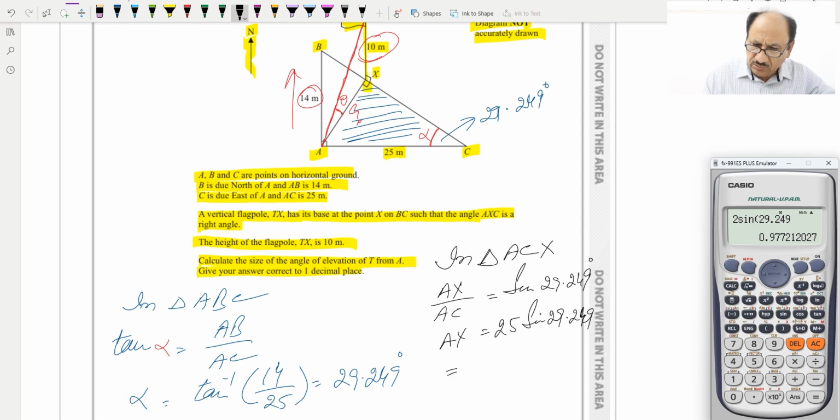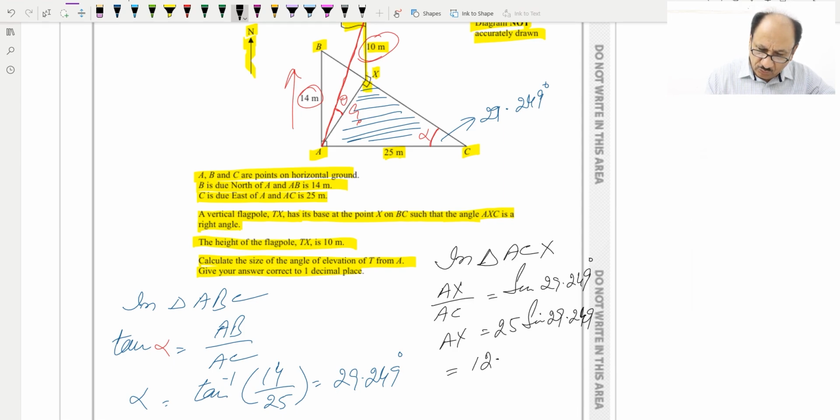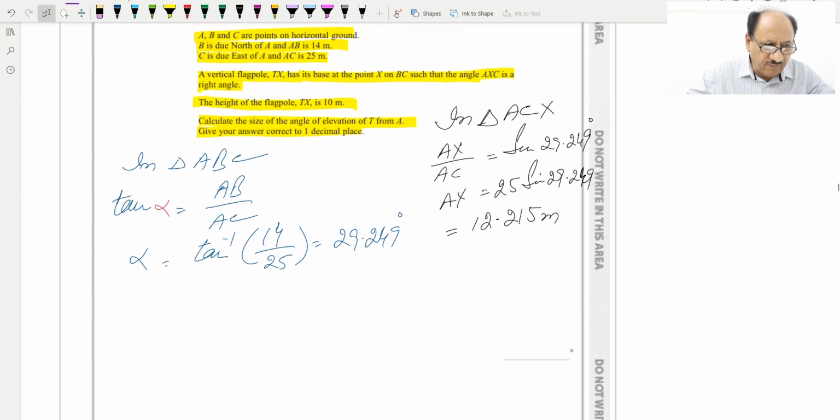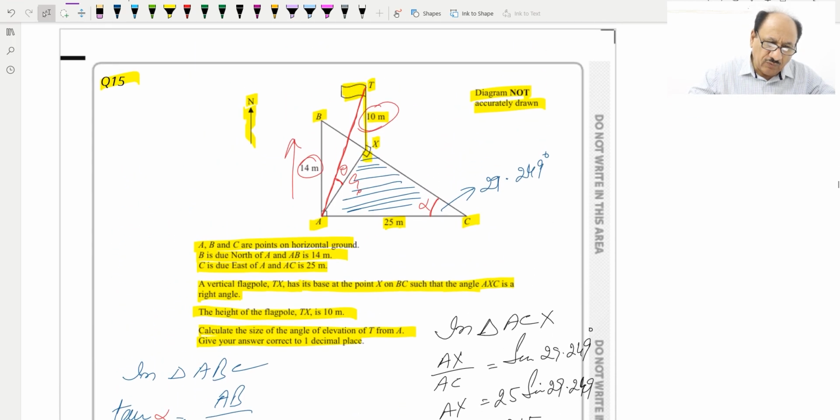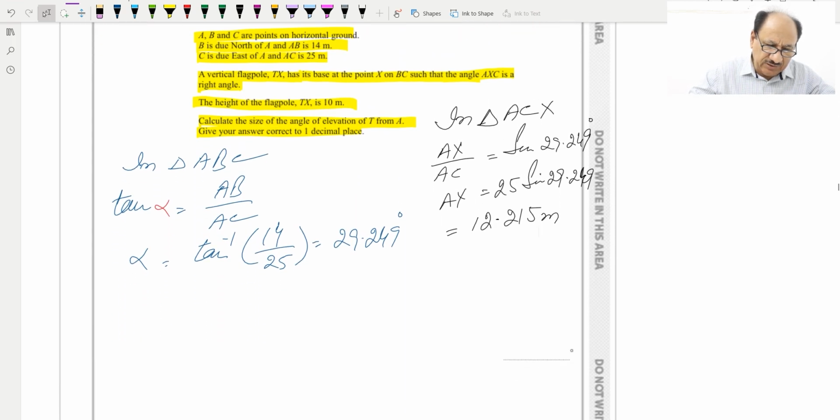It should be 25, and this is equal to 12.215. So 12.215, this will be in meters. Now we found AX, and after this, we can consider triangle AXT. So in triangle AXT, we can write.